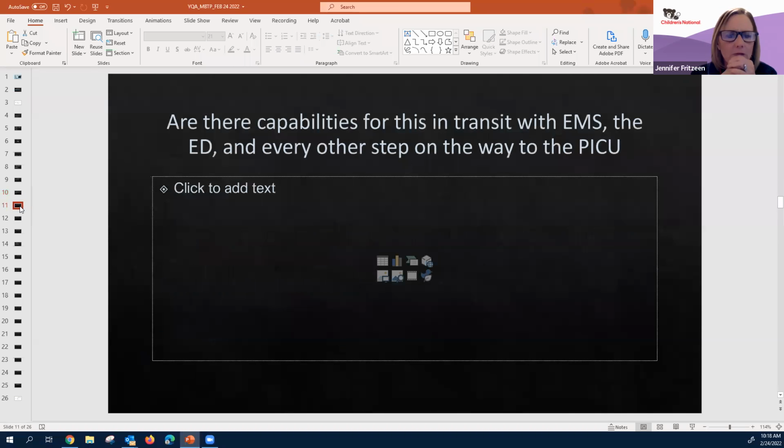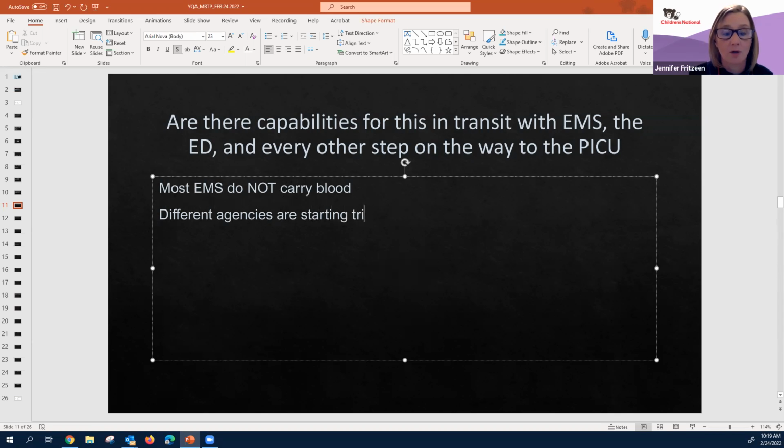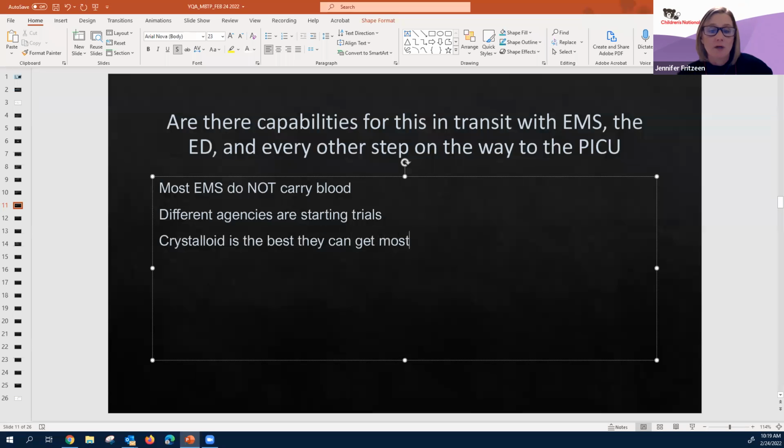All right. Are there capabilities for this in transit with EMS, the ER, and every other step on the way to the PICU? Most EMS do not carry blood at this point. I know Maryland is looking at a protocol to start carrying whole blood, but I do not believe that is live at this point. So en route to the hospital, crystalloid is the best your patient can get. Once the patient gets to the emergency department, we can start massive blood transfusion. And once we start it, we can take whatever we have with us. So if we've done A and we have a cooler full of B that we haven't used, definitely take that as you transfer to the OR or the PICU.